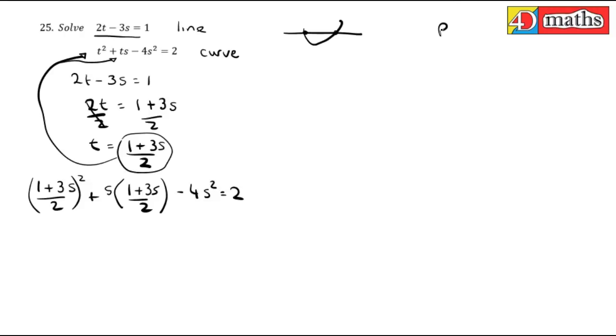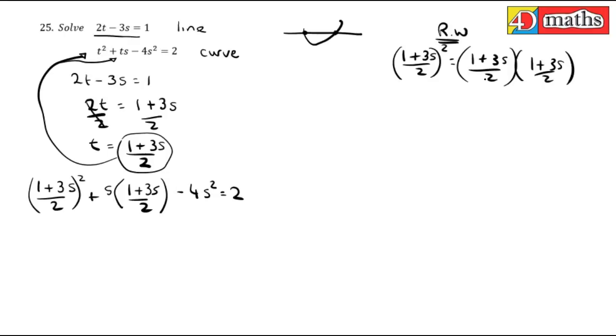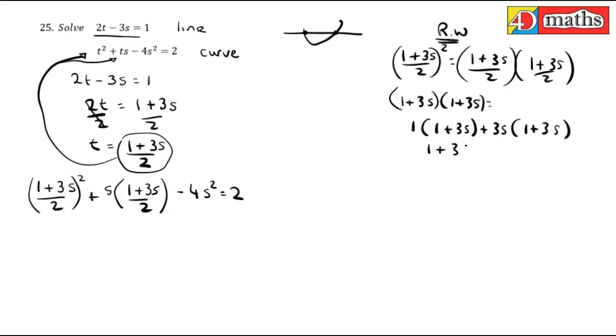So I'm going to need to square this out. Okay, so this is work over here. 1 plus 3s whole squared equals 1 plus 3s over 2, 1 plus 3s over 2. So how do I multiply fractions? Well, I multiply the top by the top and the bottom by the bottom. So the bottom by the bottom is going to be 4. So I'm going to need to multiply the top, 1 plus 3s by 1 plus 3s. Okay, so split the bracket. 1 plus 3s plus 3s plus 9s squared. So it's 1 plus 6s plus 9s squared.